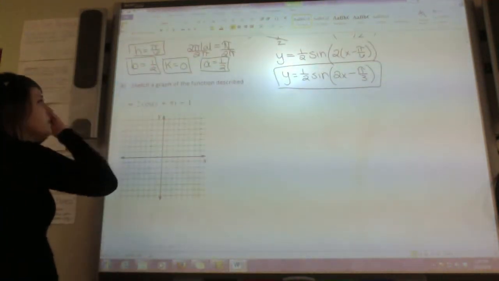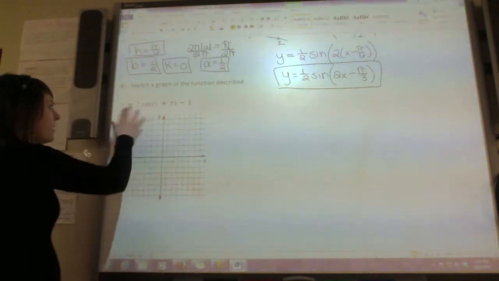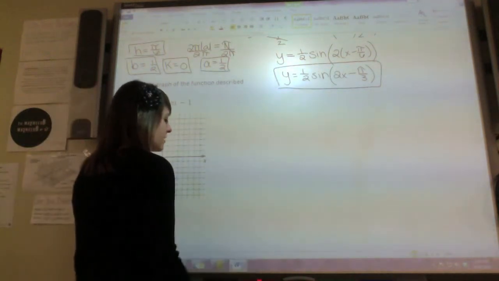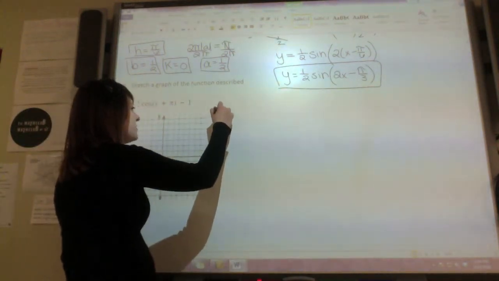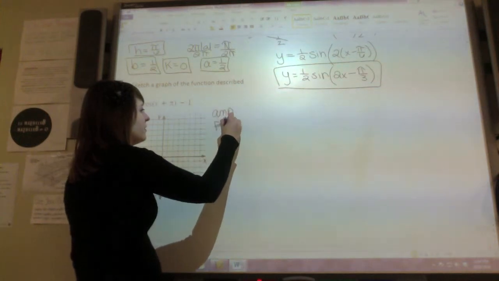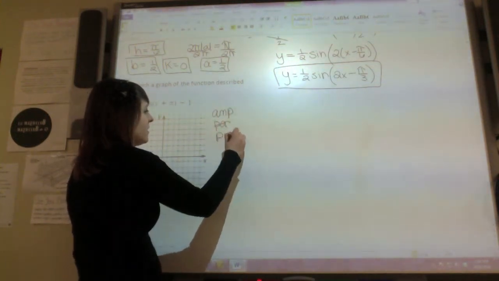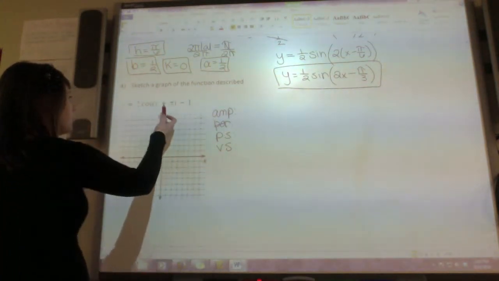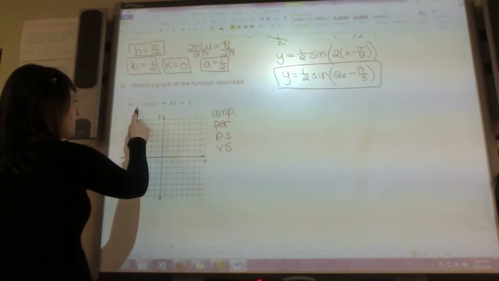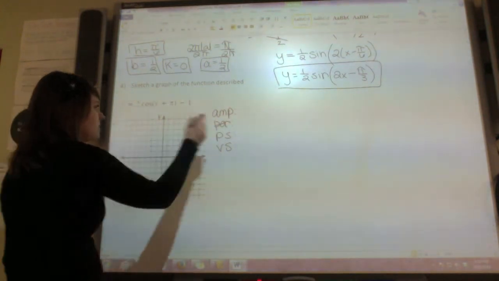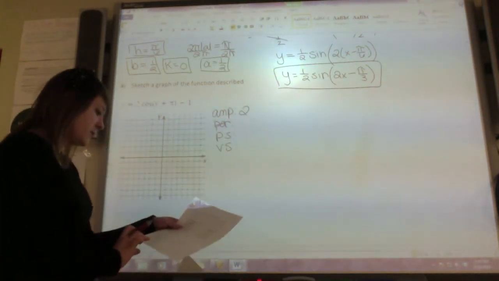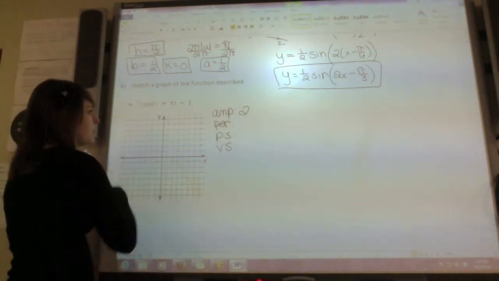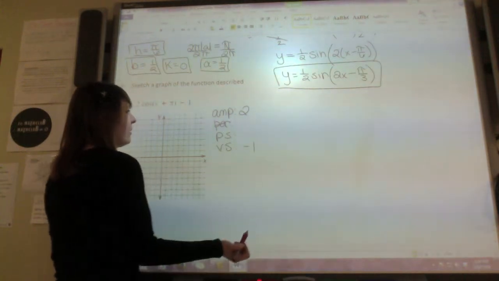Okay, next one, sketch a graph of the function described. So we've got y equals 2 cosine of x plus pi, minus 1. Well, if I was going to sketch a graph, the first thing I want to do is just find the amplitude, period, phase shift, and vertical shift. And that's going to help me sketch a graph. So my amplitude, well, that's just going to be this value here. So it's 2. Because remember, amplitude is your B value, and B value is what you divide y by. So this is my amplitude. My vertical shift is -1.